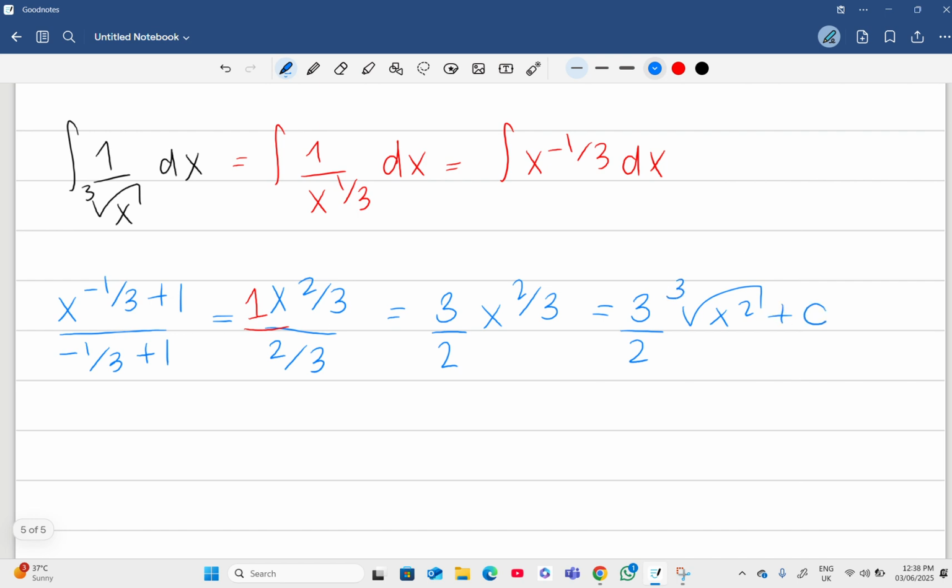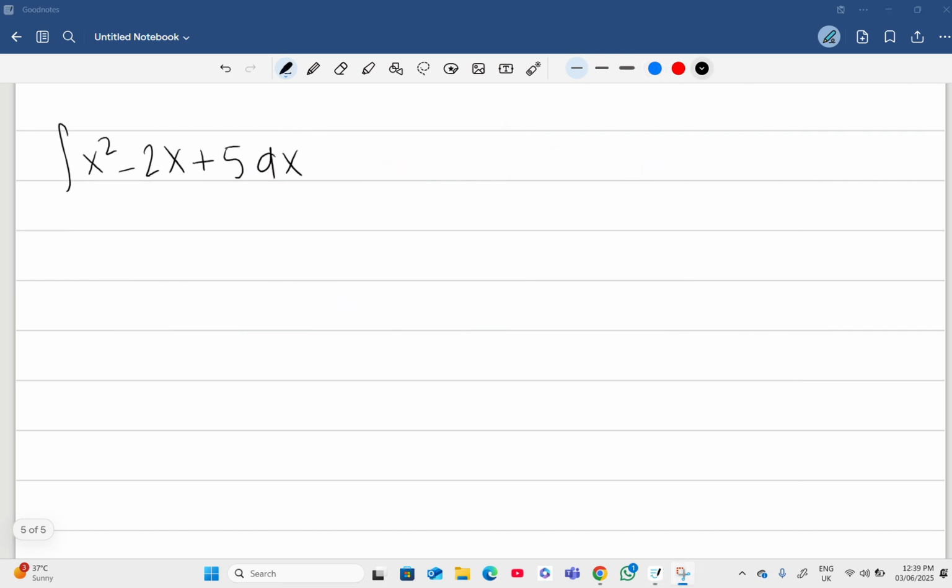Now some mistakes a lot of people make is when they divide 1 by 2 over 3 and they get 3 over 2, they change the power. Don't change the power, we're just changing the coefficient. Okay, that's it. The power stays untouched, alright? Okay, so now let's start solving the questions.